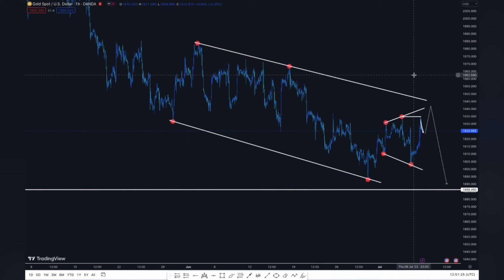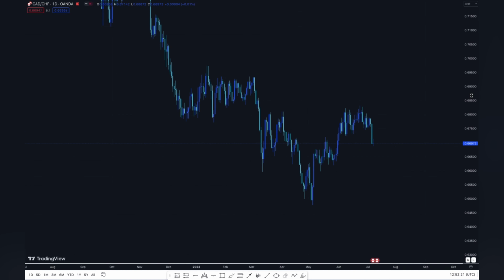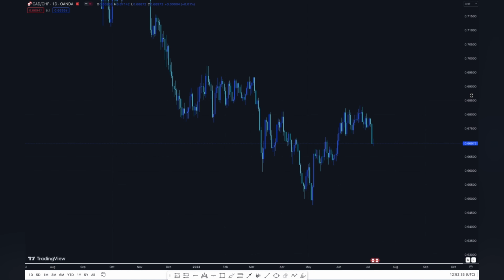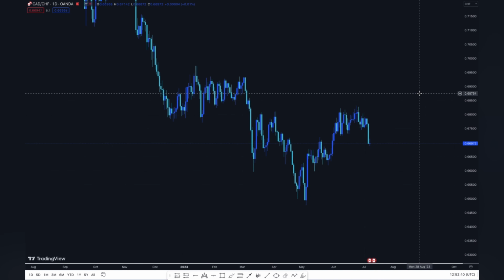So that's all for gold. Let's look at the next pair. So people, next on our list we have CADCHF, and this is the daily time frame. So on the daily we can see we are still having this type of expanding structure like we had on gold 1 hour, all right, but this is looking more of a bearish bias.